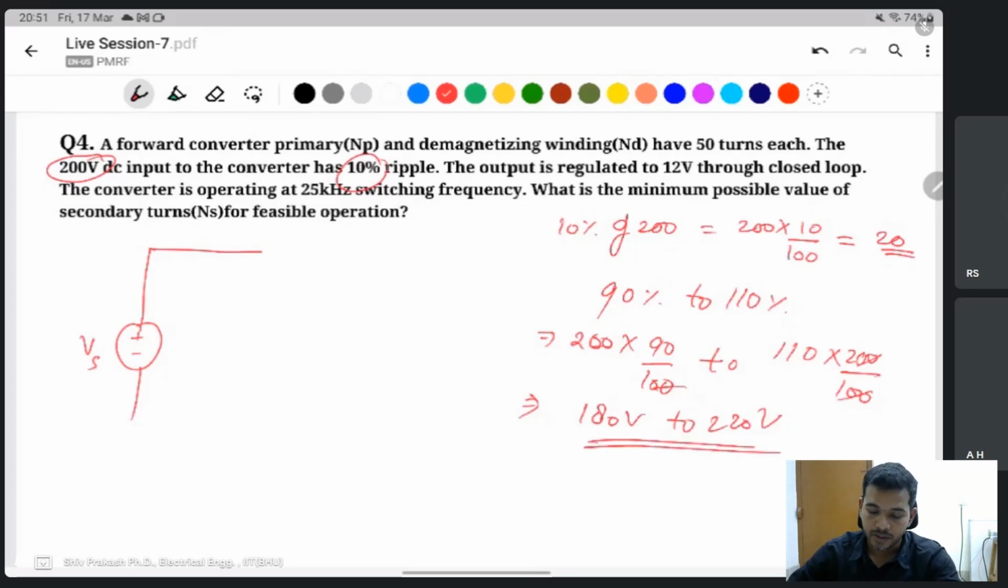Sir, 10% ripple doesn't mean this much. 10% ripple is plus minus 10%. Not plus minus, it is a total 10%, from the minimum to the maximum is 10%. Yeah, you can say like that. Okay. The ripple is 10%. He has not mentioned plus minus 10%. He has only said 10%.